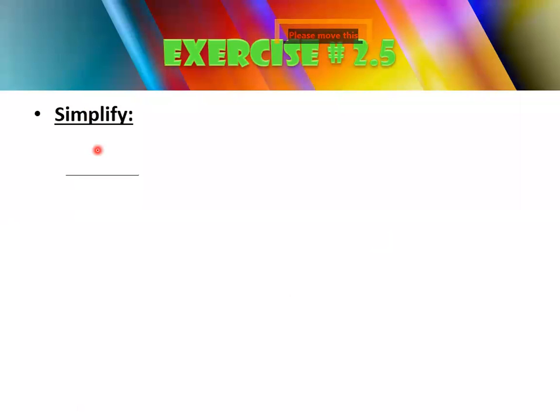Now, simplify. In exercise number 2.5, what you have to do is simplify it. Now, look here: square root of 144, and you have to simplify it. So how will you simplify this type of question? The radical, okay, this is your radicand. You have to break your radicand into its factors.